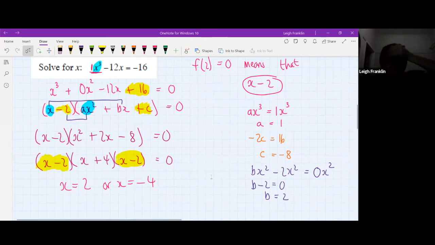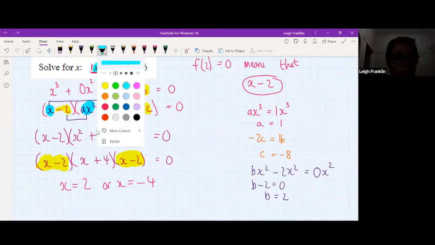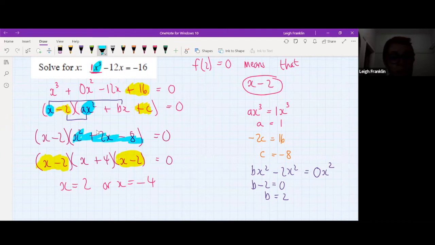Can we also use the quadratic formula? Absolutely, Pumeza, you could. But you can only use the quadratic formula to solve the quadratic. So you wouldn't be able to use the quadratic formula to solve the whole thing. The quadratic formula will work for this bit that I'm just highlighting in turquoise now.